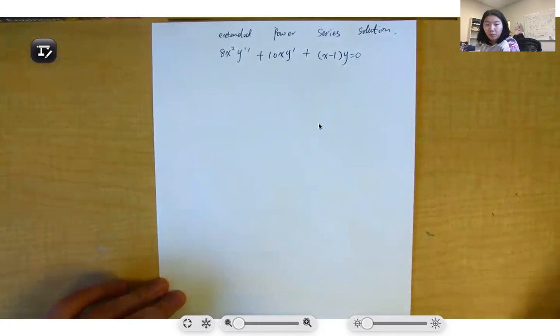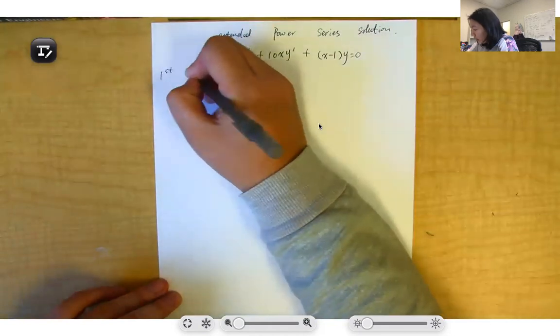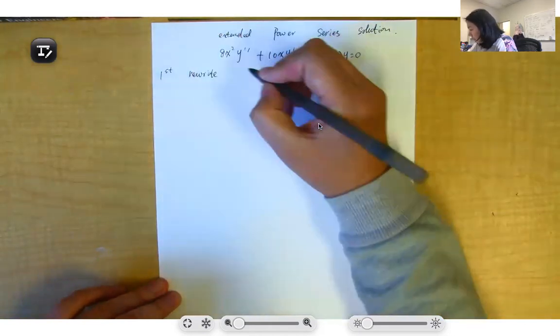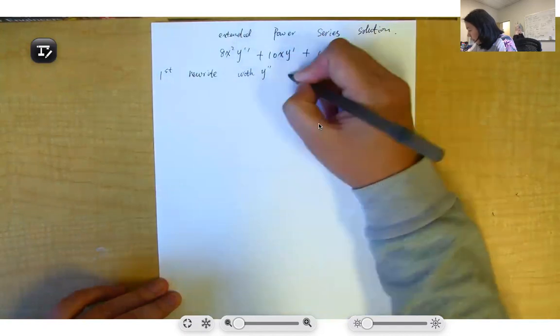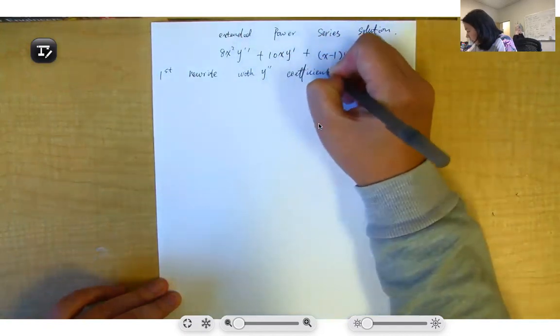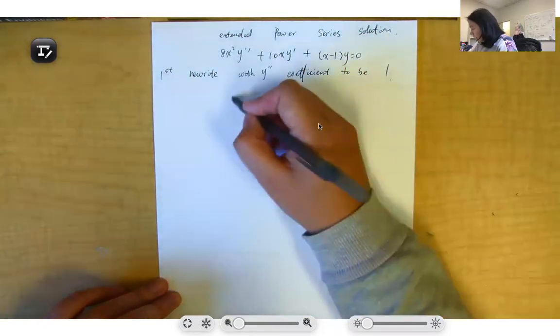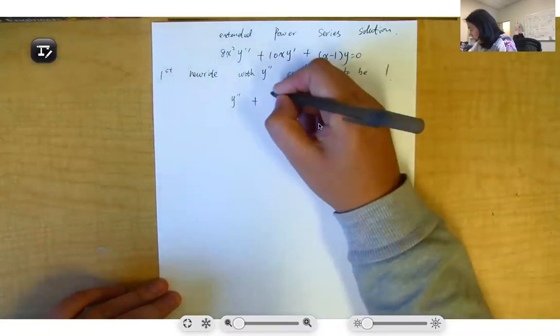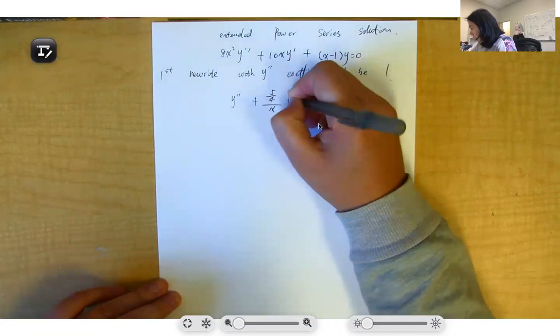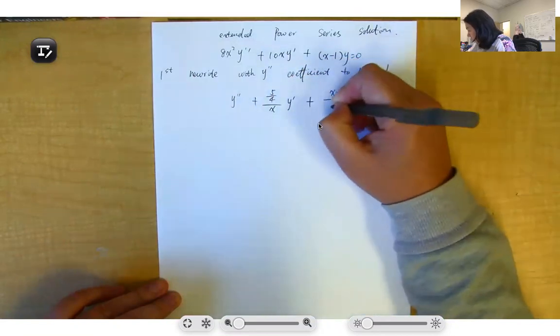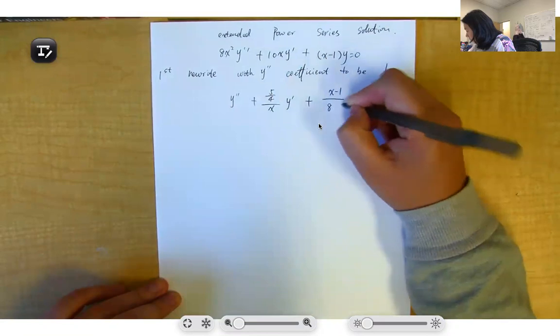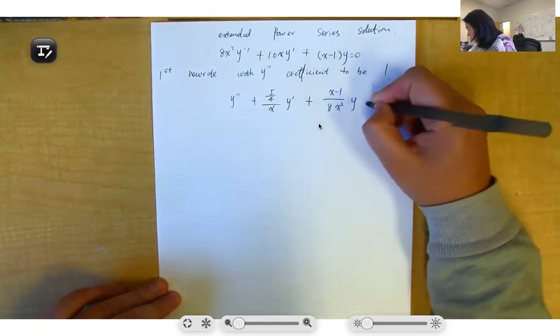As we mentioned before, the first step is to rewrite this second order ODE so that the highest differential term has coefficient 1. So first step, let's rewrite with the y double prime coefficient to be 1. That will be y double prime plus 5 over 4x times y prime plus (x minus 1) over 8x squared times y equals 0.